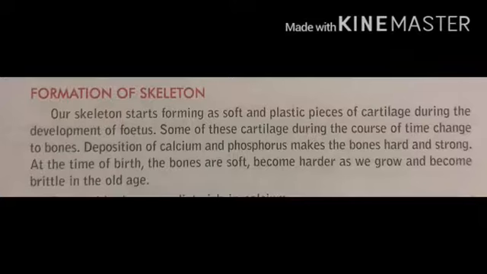Now the formation of skeleton. Our skeleton starts forming as soft and plastic pieces of cartilage during the development of the fetus. Some of these cartilages, during the course of time, change to bone. Depositing of calcium and phosphorus makes the bones hard and strong. At the time of birth, the bones are soft, become harder as we grow, and become brittle in old ages.